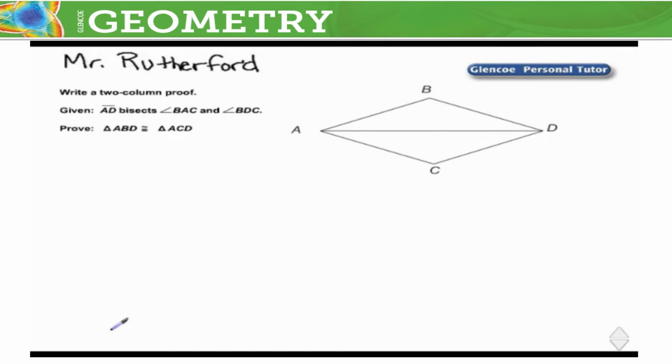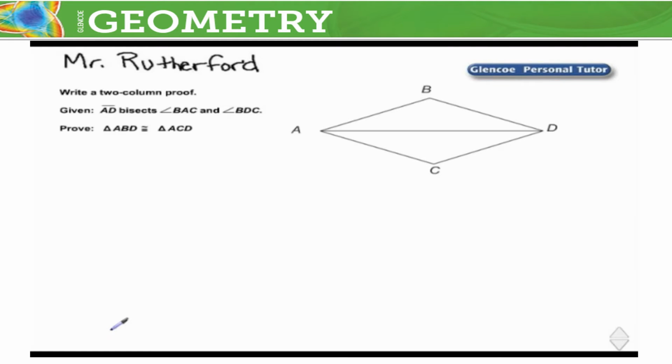Hi, this is Mr. Rutherford. In this problem, we will learn to write a two-column proof. Write a two-column proof. Given segment AD bisects angle BAC and angle BDC. Prove triangle ABD is congruent to triangle ACD.